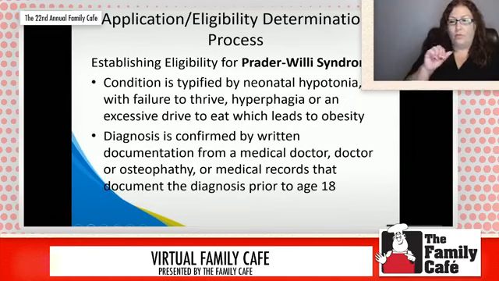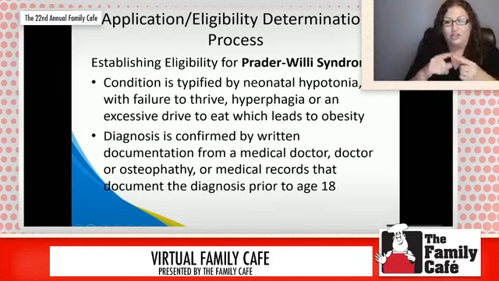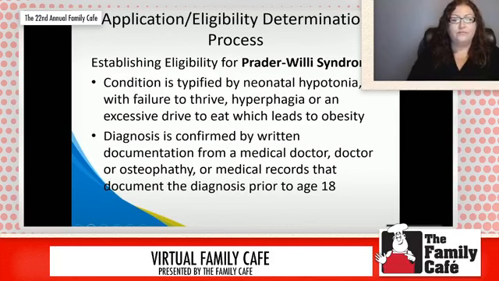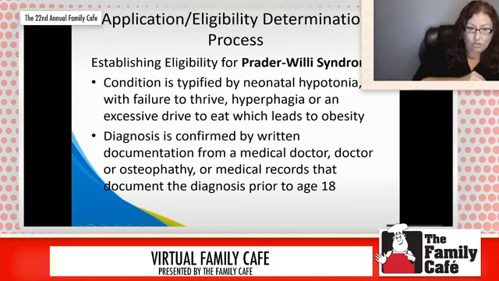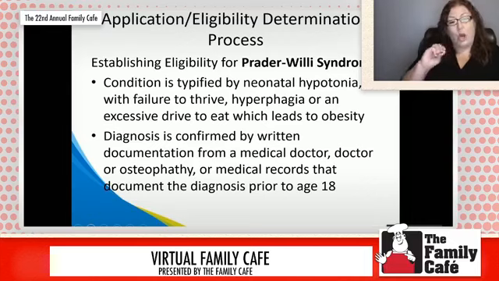Prader-Willi syndrome means an inherited condition typified by neonatal hypotonia with failure to thrive, hyperphagia, or an excessive drive to eat, which sometimes leads to obesity, and a mild to moderate intellectual disability, hypogonadism, short stature, mild facial dysmorphism, and a characteristic neurobehavior. A diagnosis must be confirmed by written documentation from either a medical doctor, a doctor of osteopathy, or medical records that document a diagnosis of Prader-Willi syndrome before the age of 18.